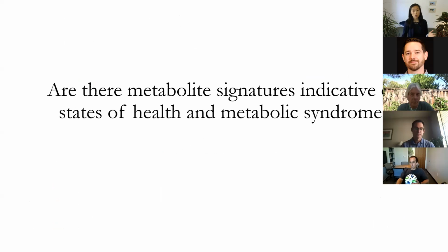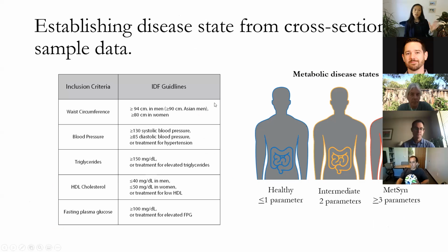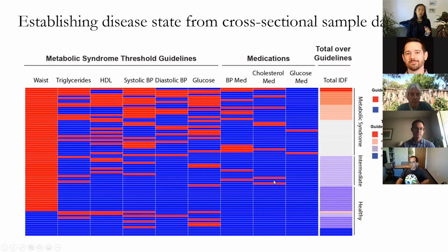So the first thing to do with this is define what we're saying is healthy and what is metabolic syndrome. Very simple, same from what I did before. Following the International Diabetes Federation guidelines, healthy defined as less than or equal to 1 parameter above threshold, intermediate is equal to 2, metabolic syndrome is 3 or more. So here, exact same heat map, just now with 79 participants. Red is if they're over the threshold, blue is if they're under. And here you can see we have a nice gradient of what we're calling healthy and disease.